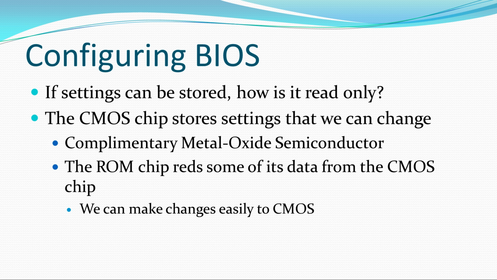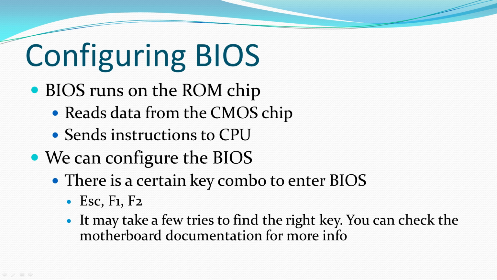But at the very least, you should just know that the CMOS is where information that is changeable in the BIOS, system clock, voltage settings, things like that, anything that you can basically modify, is going to be stored on your CMOS chip. The ROM chip reads some of the data from the CMOS chip, and then you can easily make changes to the CMOS chip by going into the BIOS and messing with things that way. Then it will transfer that data over to CMOS. So the BIOS runs on the ROM chip. It will read the data from the CMOS chip and then send all of its instructions that it both has hardwired into itself as well as anything stored on the CMOS chip to the CPU.